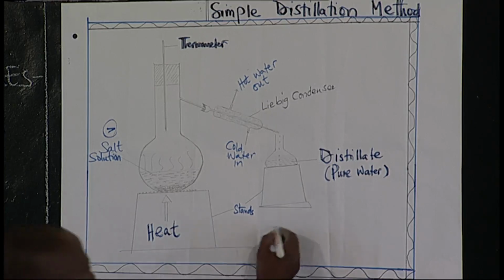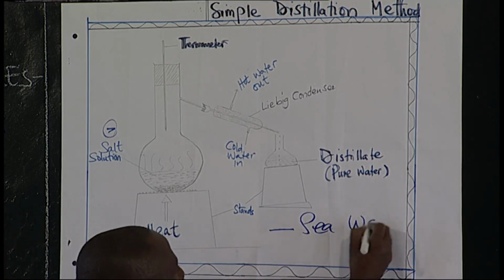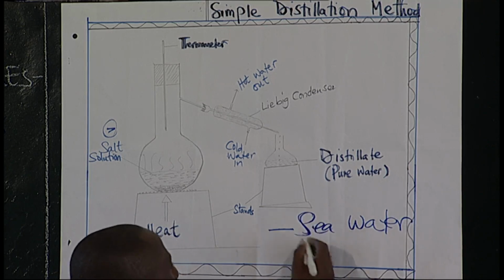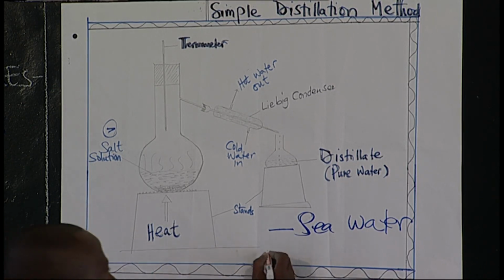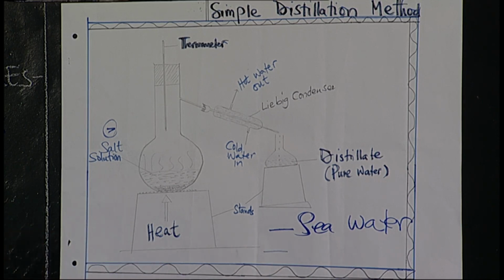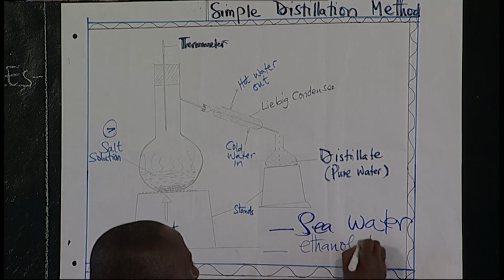So one of the mixtures we are looking at is the seawater. You can use this method to separate the water from the salt that is dissolved in it. Before we look at the principle, another mixture that can also be used in simple distillation is ethanol and water.